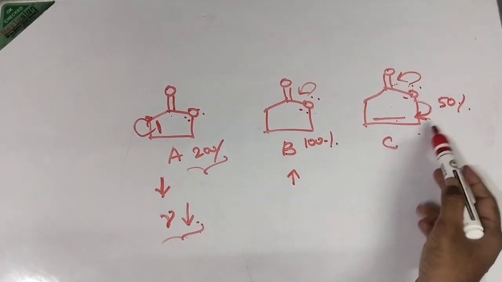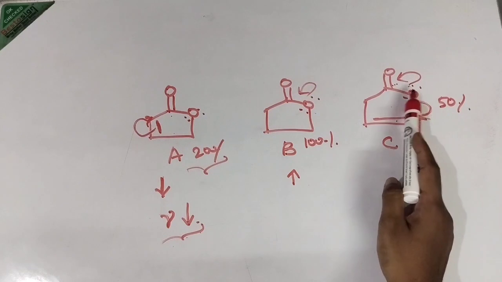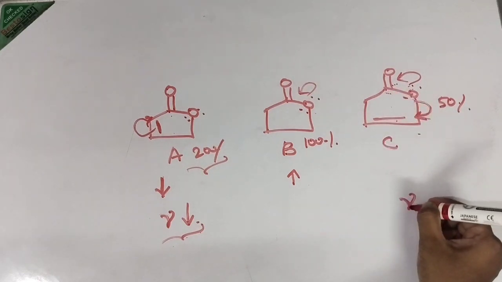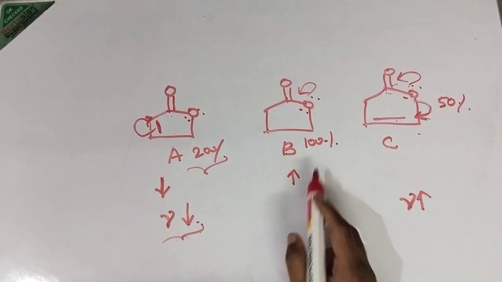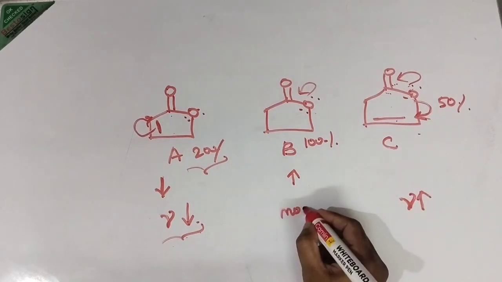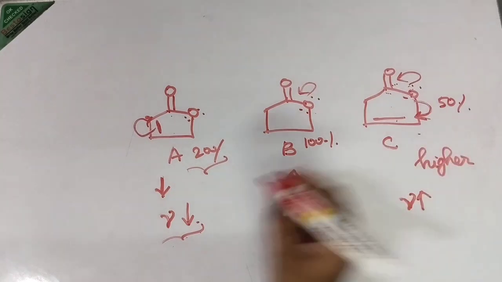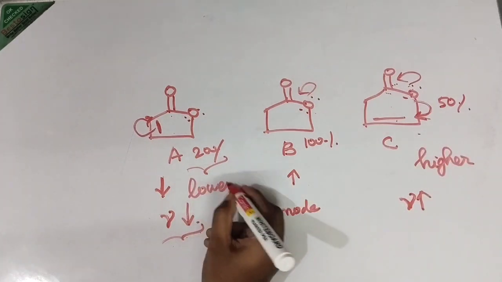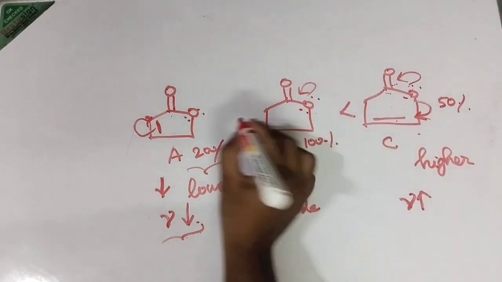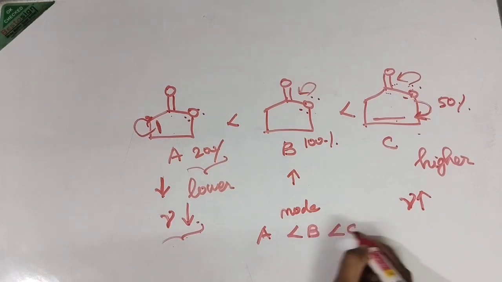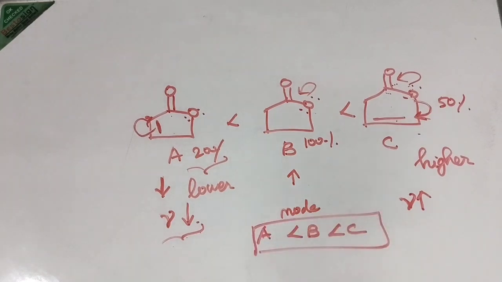In this case, only 50% of the electrons are moving towards this carbonyl group, which means the frequency is higher in this case. It is 100% here, so some moderate frequency. The frequency will be higher in this case and lower in this case. This is the order: C is greater than B, which is greater than A. This is how you have to solve the questions, right?